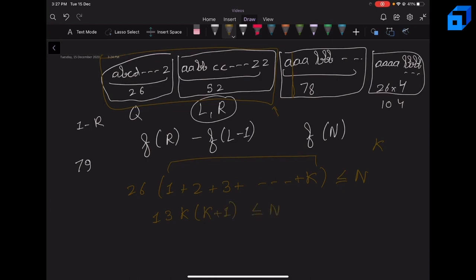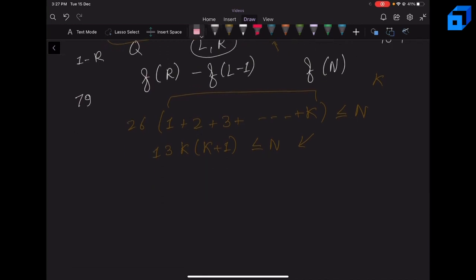Now we can find k using binary search. That is, we check the middle value. If the middle value satisfies this condition, we will look for higher values. If the middle value does not satisfy this condition, we will look for lower values, because we need to find the maximum k which satisfies this condition. Also, we can find this using quadratic equations as well.